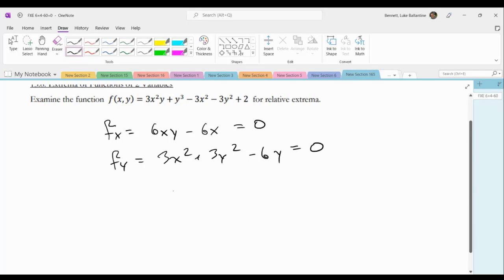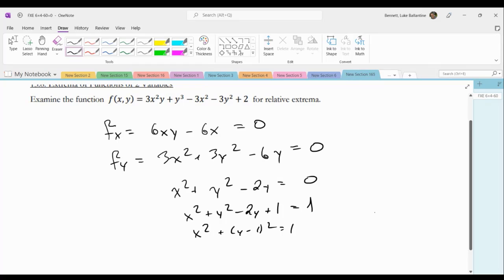So we can say x squared plus y squared minus 2y is 0. We could add and subtract 1. X squared plus y squared minus 2y plus 1 equals 1. X squared plus y minus 1 squared is 1. So that's about right here.